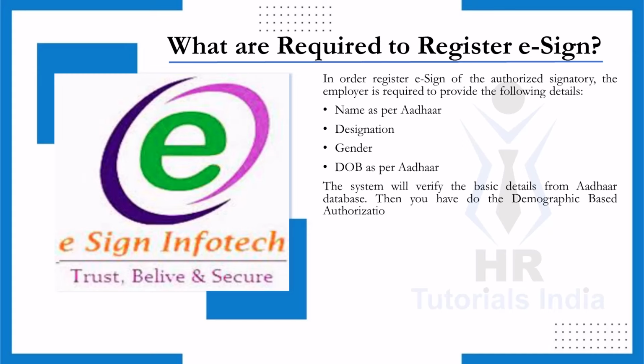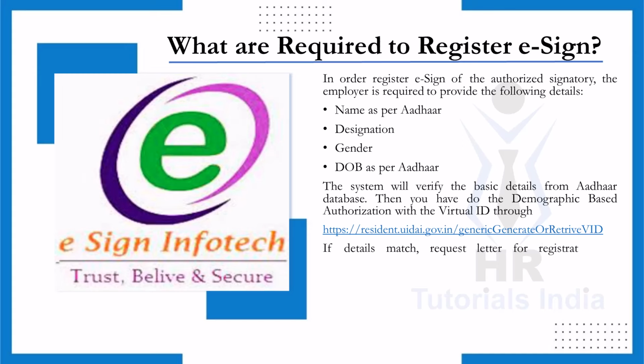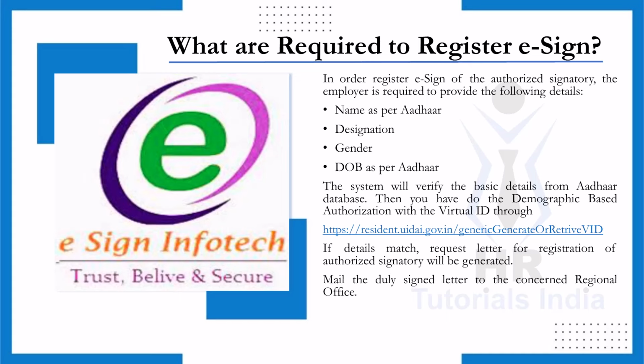The system will verify the basic details from Aadhaar database. Then you have to do the demographic based authorization with the help of virtual ID through resident.uidai.gov.in, wherein you need to generate or create the virtual ID. If the details match, request letter for the registration of authorized signatory will be generated. Mail the duly signed letters to concerned regional office.